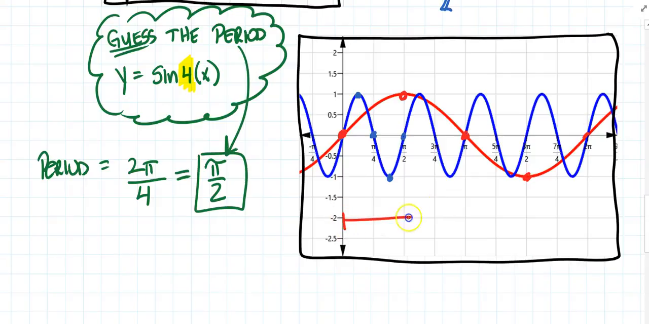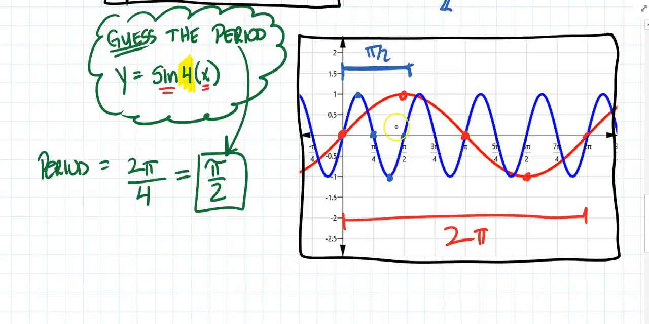And notice you have a distance, a period of 2 pi. So what we want to do is take that 2 pi and divide it by whatever number is between the trig function and the variable. So I took 2 pi divided by 4, and I got pi over 2. So what does that mean? That means that in a distance of pi over 2, which would be this distance right here, pi over 2 radians, I have gone one full complete cycle of sine.